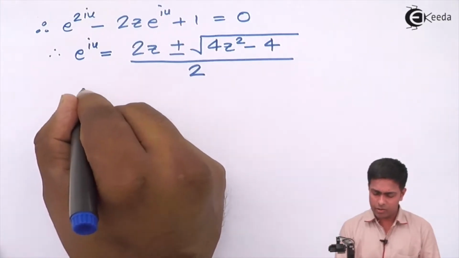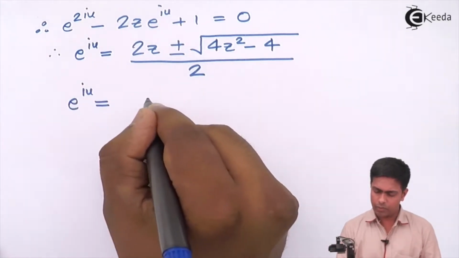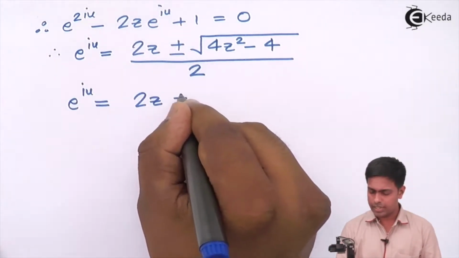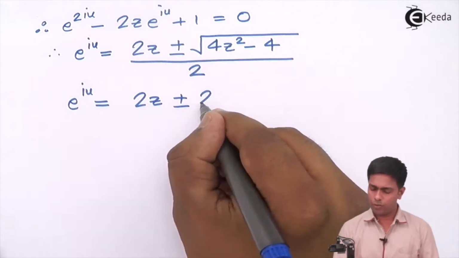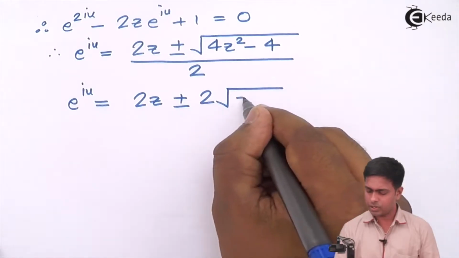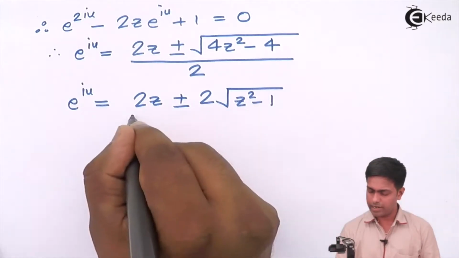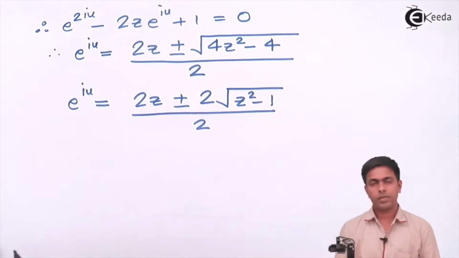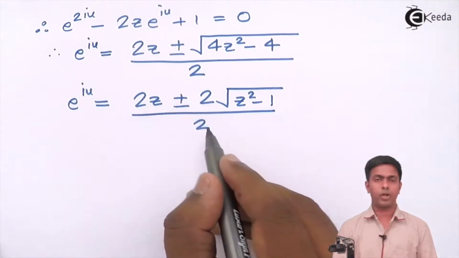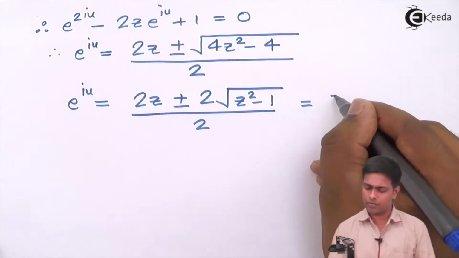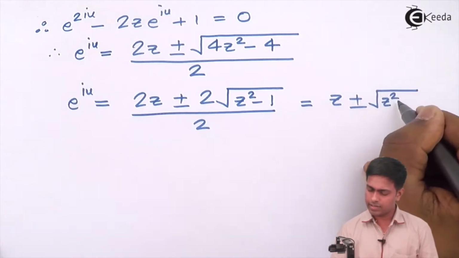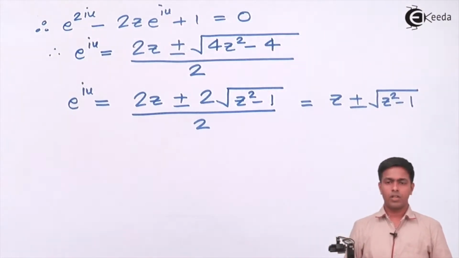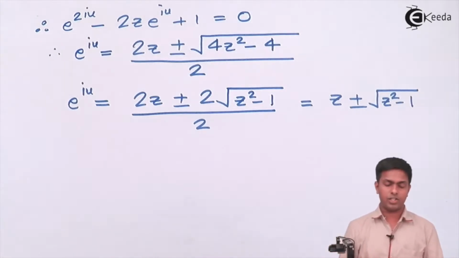Let's simplify this. This will be e to the power iu equal to 2z plus or minus 4 common. So root of 4 is 2. Inside the square root, z square minus 1 upon 2. And guys, 2 will be common, will be cancelled with this 2 and we will get z plus or minus square root of z square minus 1. So now here we got the value of e raised to iu.